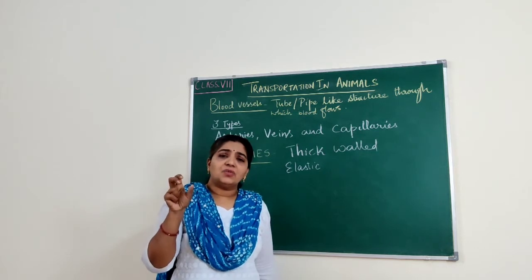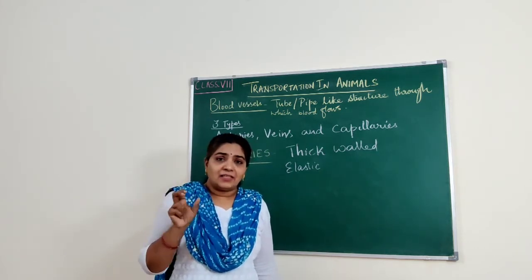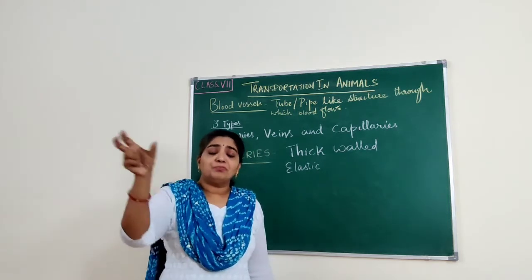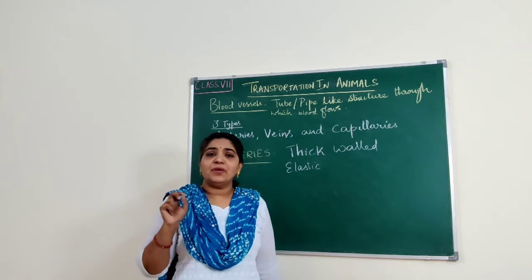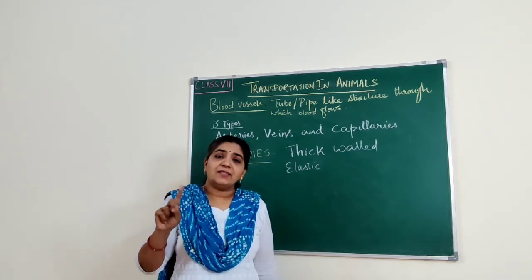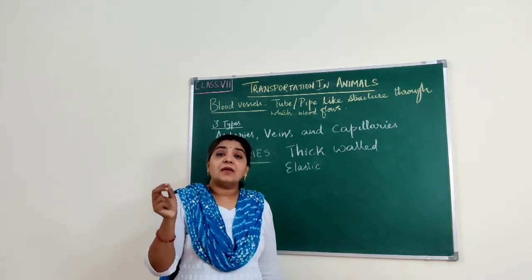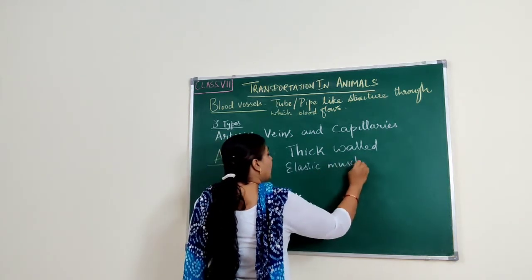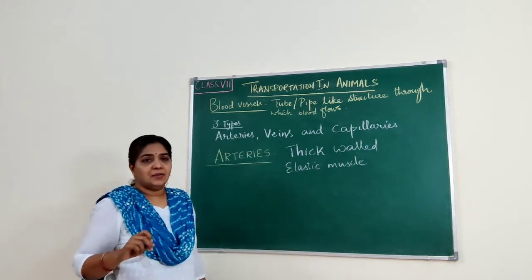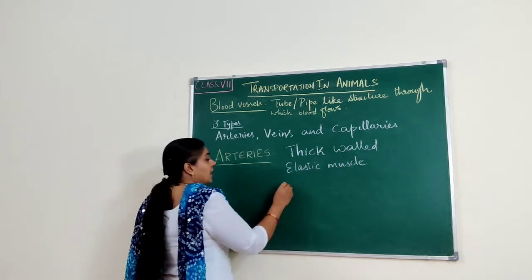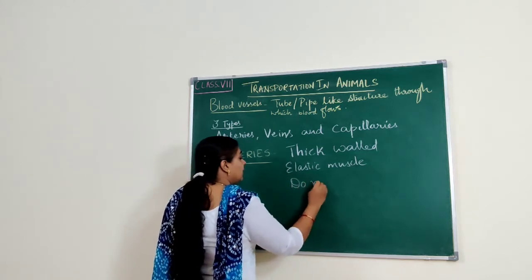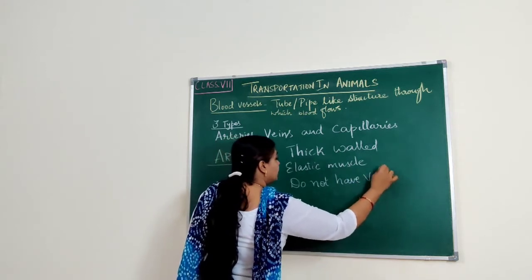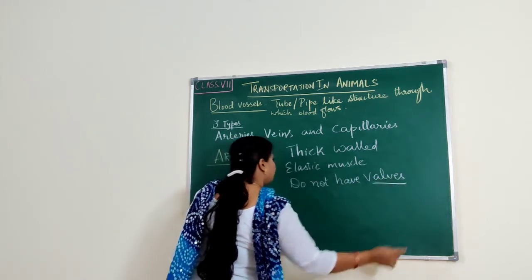So the blood vessel has to contract and relax. It has to contract and it has to expand. Only then the blood is pushed forward. That's why both veins as well as arteries are made up of elastic muscle. So it is thick walled and made up of elastic muscle. Then, arteries do not have valves.